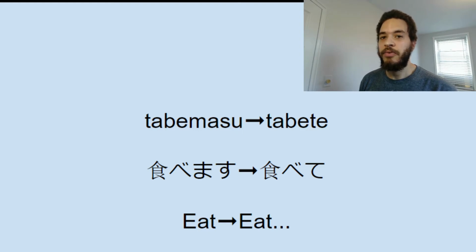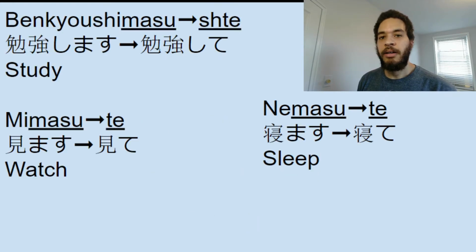Now this isn't going to be true for every verb and they're not always going to work this way, but for today's video we're going to keep it simple and just use verbs that change like this. Here are a couple more verbs with their te forms next to them. We have benkyou shimasu, benkyou shite, mimasu, mite, nemasu, nete. You can see the translations for those words below. And you'll notice that changing the verb to te form alone doesn't really have an effect on the verb itself. You still need to add something else to change the meaning of the verb.